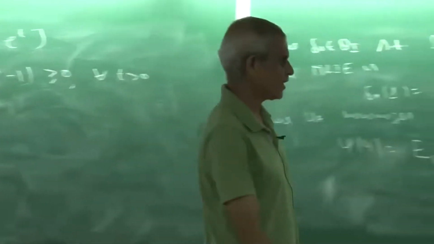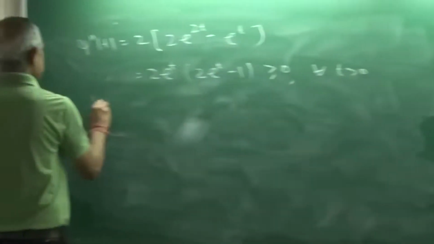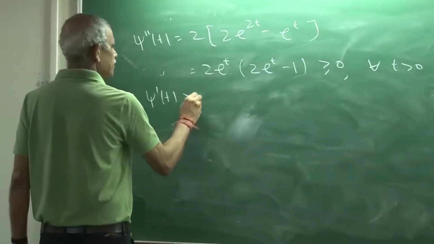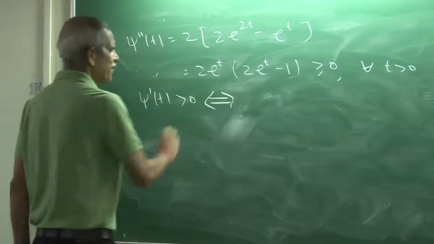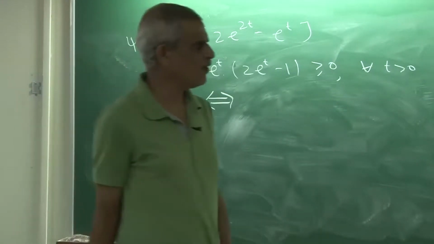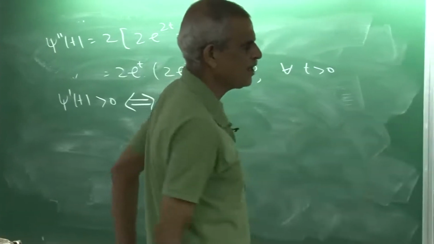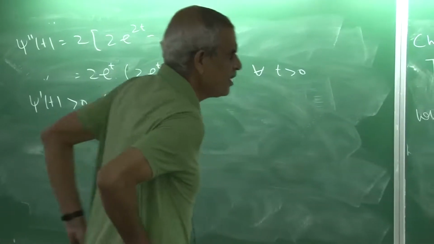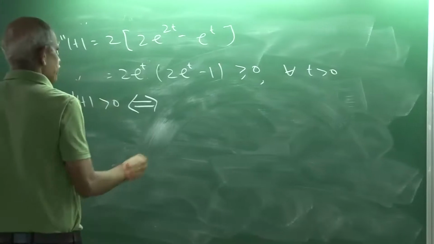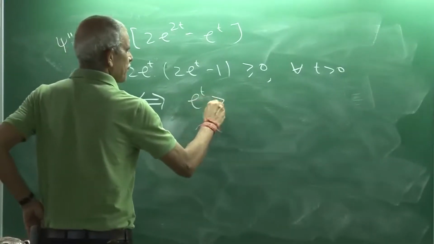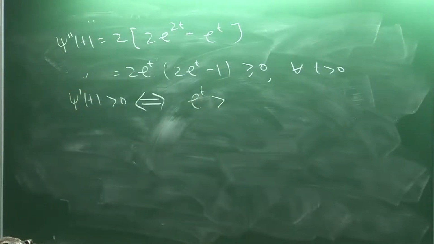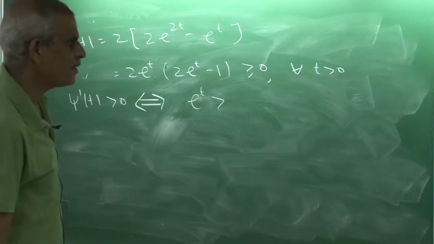So it is convex. What about monotone? Let us try to see psi prime t. Non-monotone, psi prime t is greater than 0. It is increasing if and only if 2 times e to the power 2t minus t is greater than 0. So that means e to the power t is greater than 1.